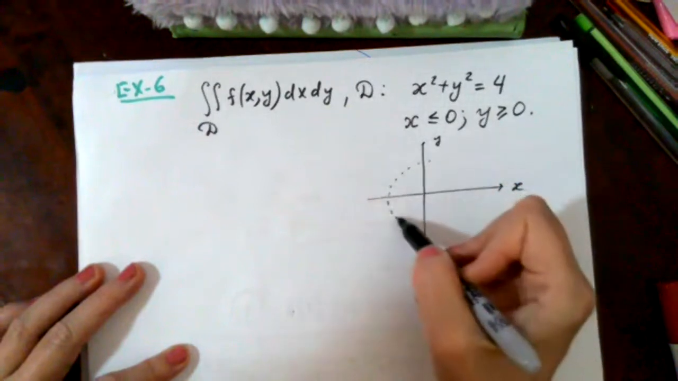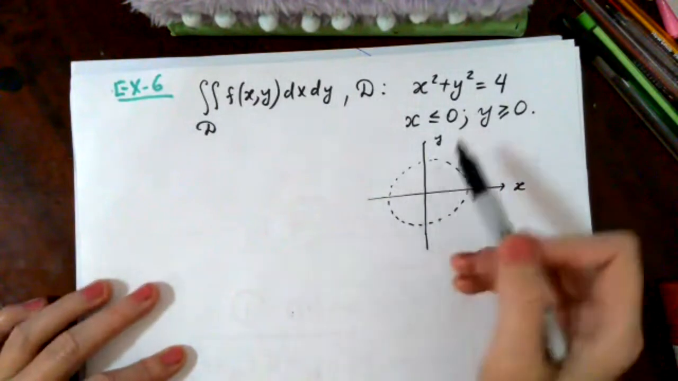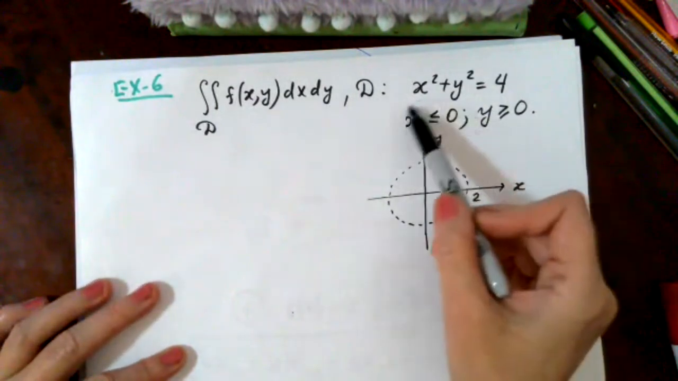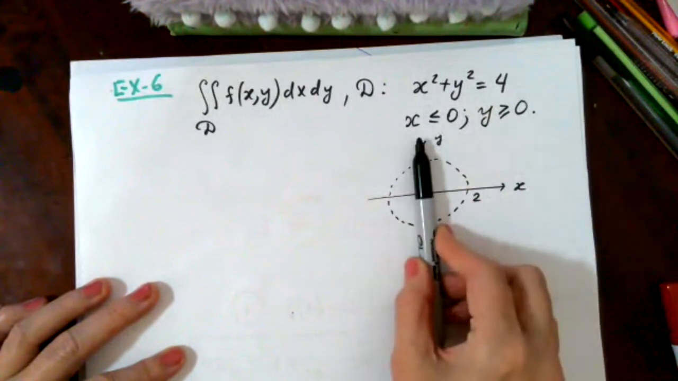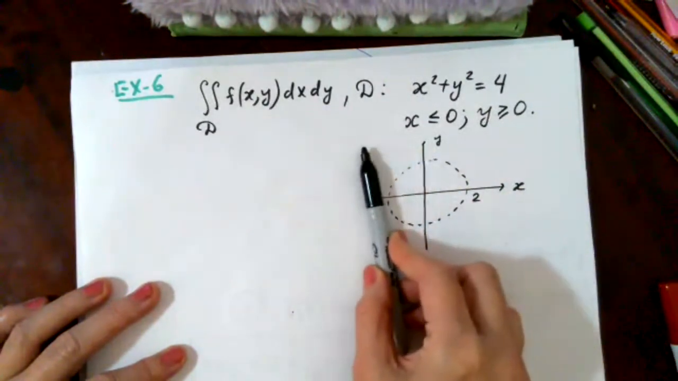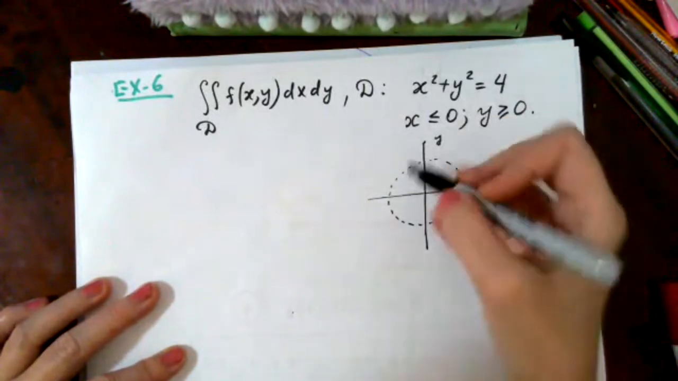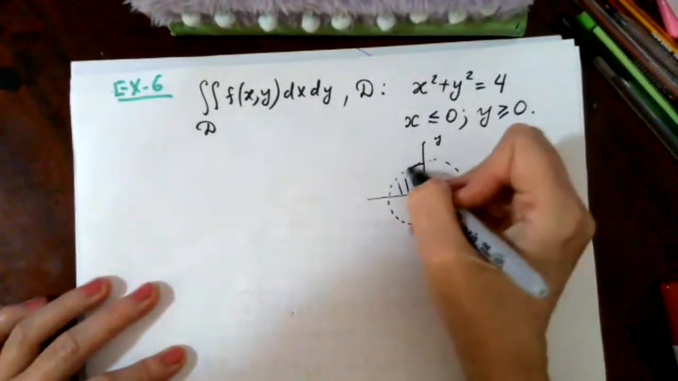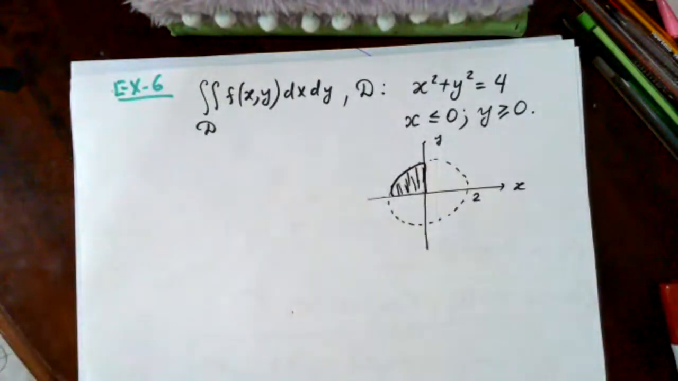So I'm going to draw it in a dashed line because maybe it won't be the whole circle. Yeah, that's right. Because x less than or equal to 0 means that only the left half of the circle, and this inequality means that only the upper half. So we end up having only a quarter of the circle. So this is our region D finally. This is our region D.